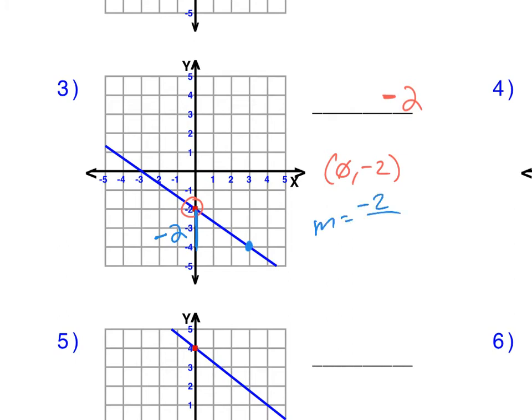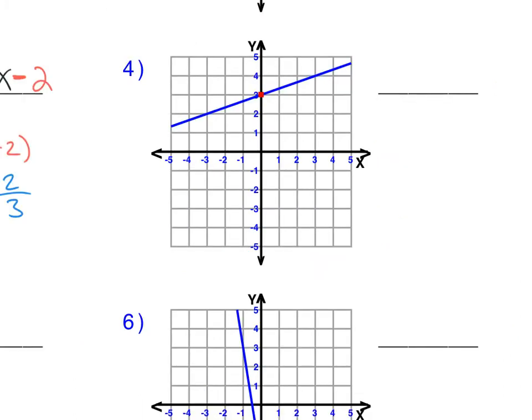And then over to the right, how far? 3. So my run is 3. So there's my slope. So y will equal negative 2/3 of x minus 2. Do not forget to have your x in there.